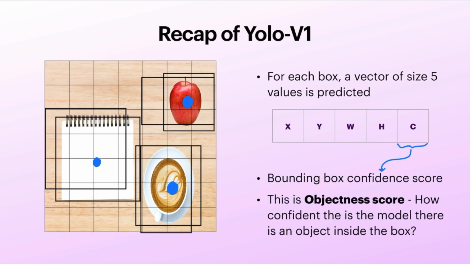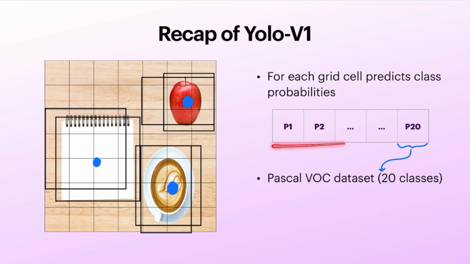And the fifth one is the objectness score. This only indicates whether this particular grid cell has an object or not, whatever the box we are getting here, whether it contains an object or not. It is not giving any class information as of now. And the next 20 values are the class probability scores. It is 20 values because the Pascal VOC dataset has 20 classes.